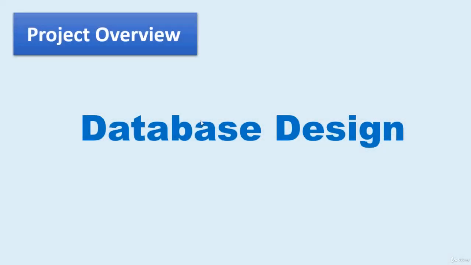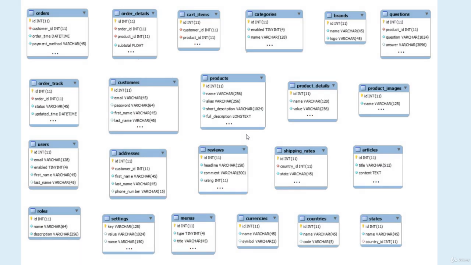In this lecture, we'll take a brief look at the database design for our e-commerce web application. Here are the main tables for storing data of our e-commerce application. For authentication and authorization in the admin control panel, we have the tables users and roles here. And for the product information, we have the tables categories, brands, products, product details, product images, reviews, questions.